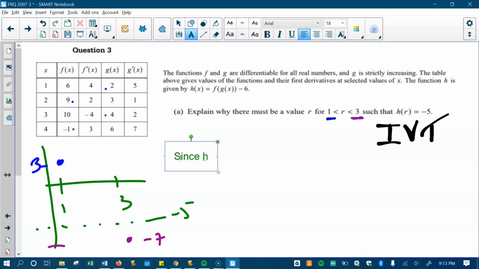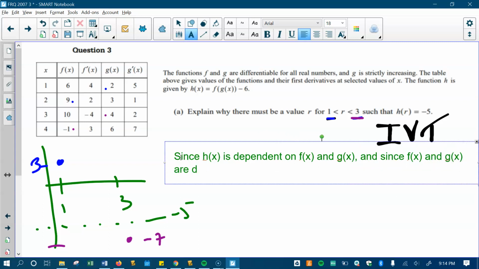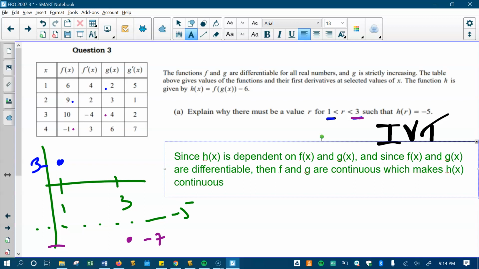We can say since h of x is dependent on f of x and g of x, and since f and g are differentiable, then f and g are continuous, which makes h of x continuous on its domain.